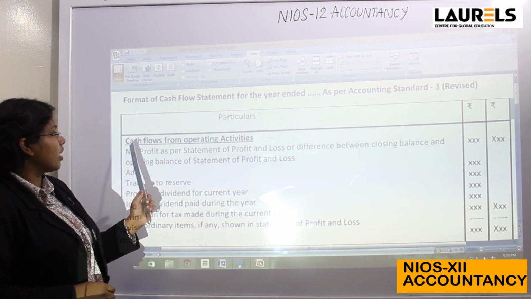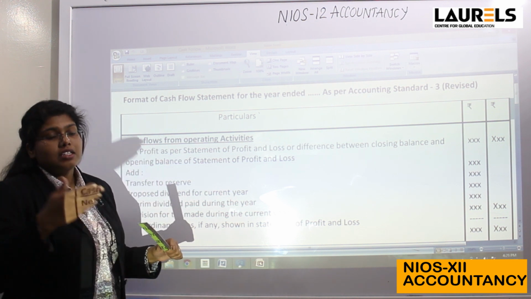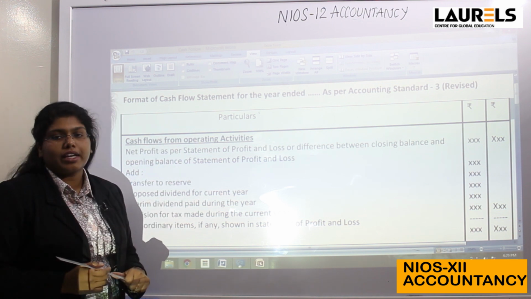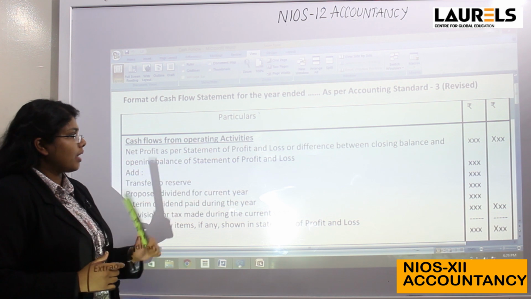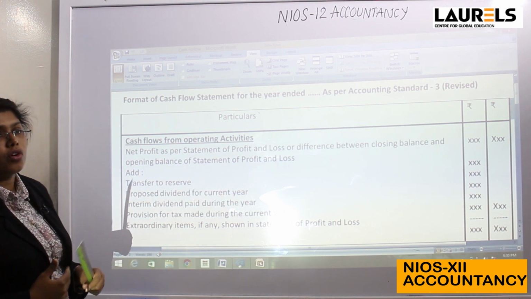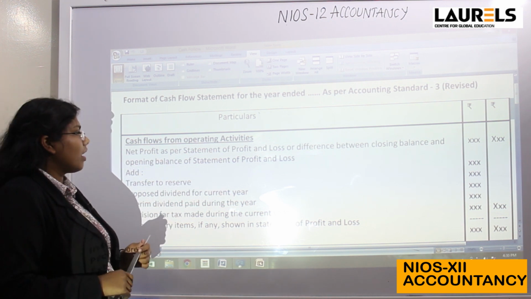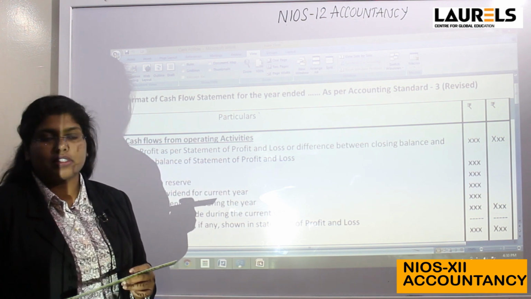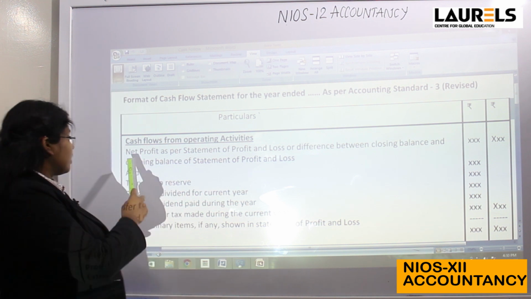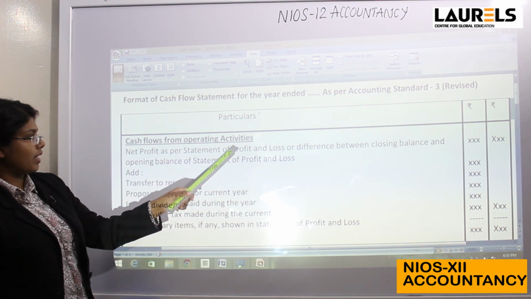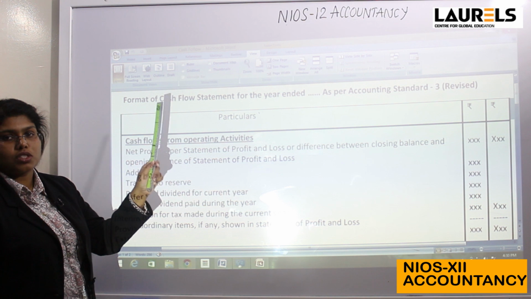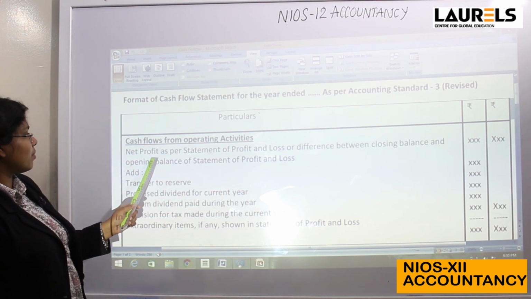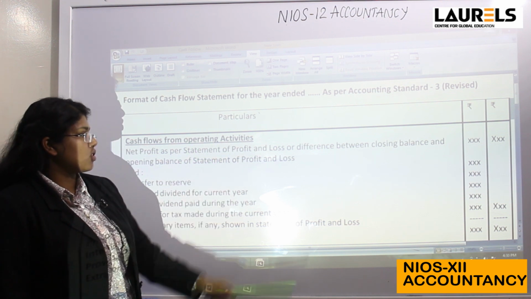First, today we are doing the operating activities. We have 3 sections in the cash flow statement, and the first section is the operating activities. Operating activities will consist of all of your day-to-day operations, not any sale or purchase, but the day-to-day operations that take place in your business. So the first part is your cash flow from operating activities. Then in that statement, our first item is net profit as per profit and loss.